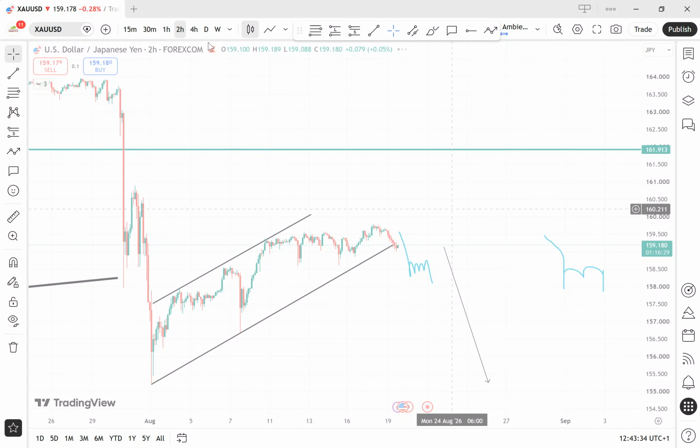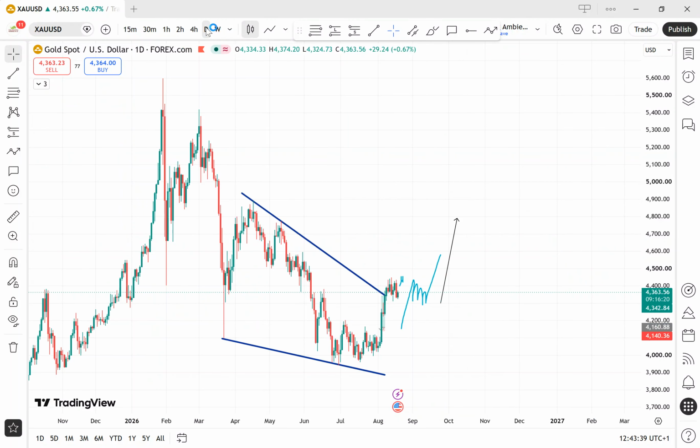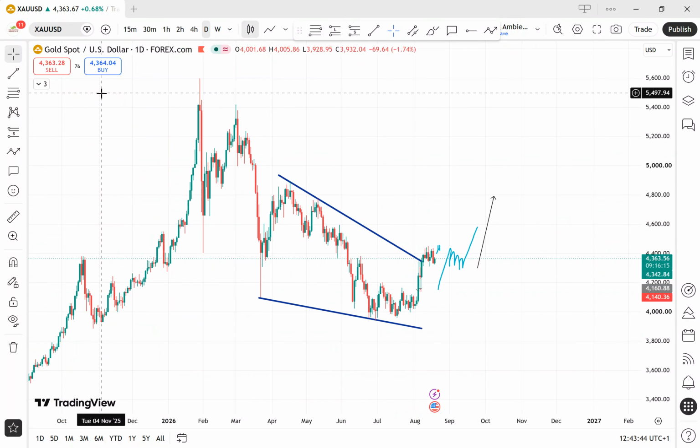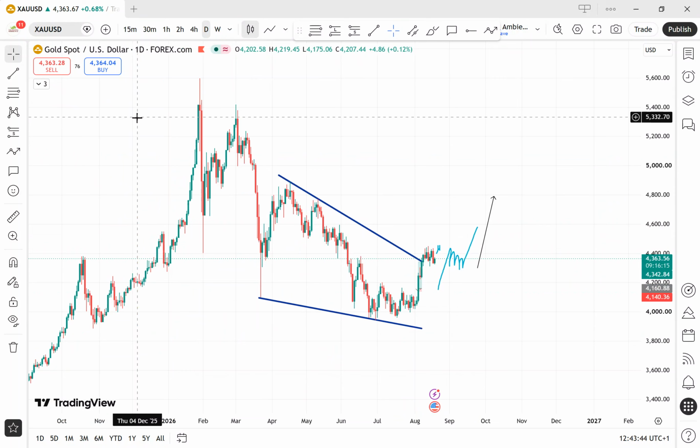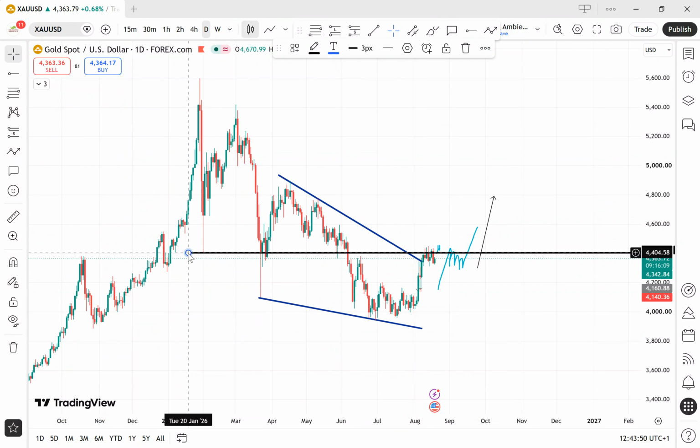The next in line is gold. We have gold, XAU USD. We talked about gold as well. We've been on gold for a couple of weeks now. We've taken several trades on gold. Looking at this higher time frame structure, we have this low, so we have this bullish reversal structure. We have an impulse out already.